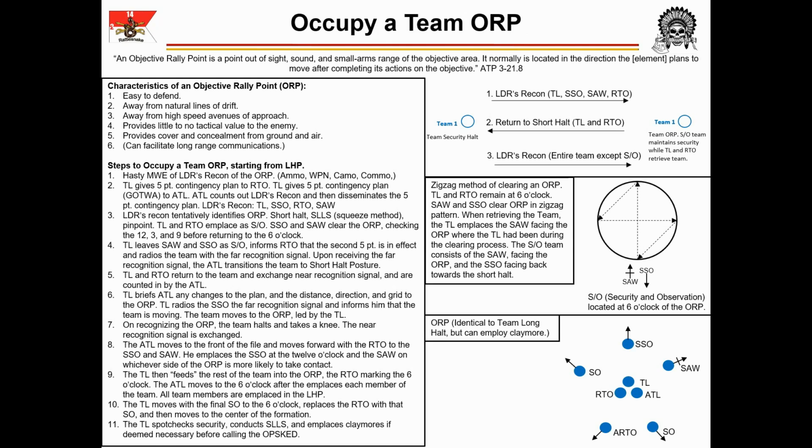We will begin with the standard ORP occupation method. This method involves 3 specific stages, which are shown in the upper right-hand corner of the board. In the first stage, the leader's reconnaissance moves to the ORP site, reconnoiters the site, and places S&O. In the second stage, the leader's reconnaissance without the S&O returns to the team. In the third stage, the remainder of the team moves to the ORP and is emplaced.